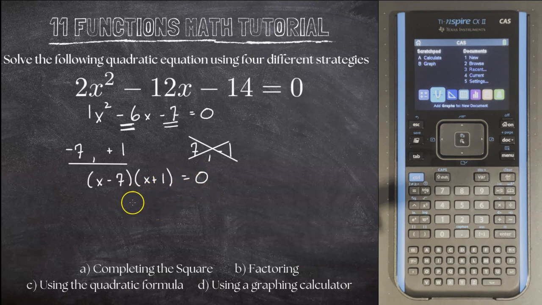So now solving this one, we have two solutions. We have x minus 7 equals 0, or x plus 1 can also equal 0. So just as before, x can equal 7, or x can equal negative 1.